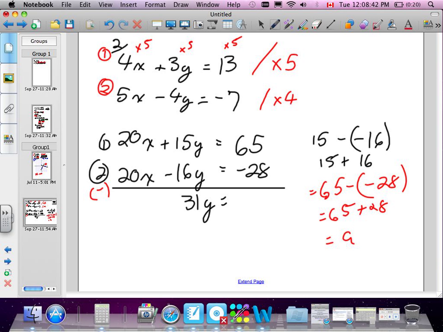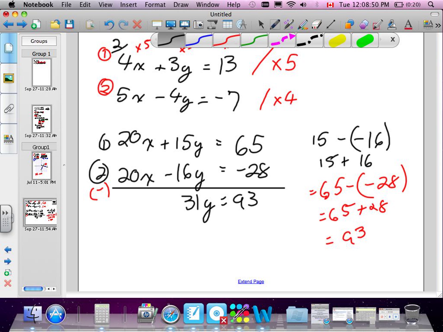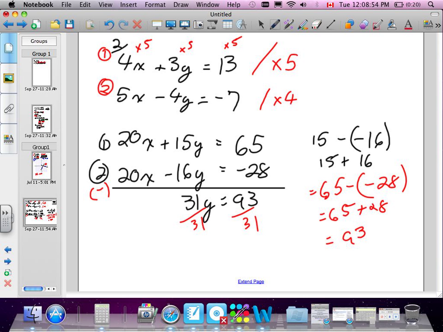65 plus 28 is equal to 93. So I end up with 31y is equal to 93. And in order to isolate just y, I need to divide by 31. Y becomes 3, which is great. I've solved for y, but I still need to eliminate again to solve for the other variable.